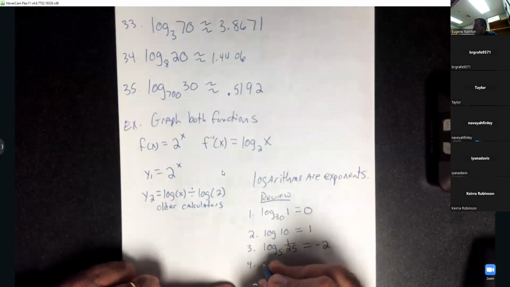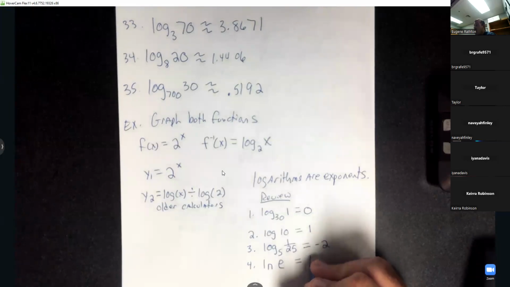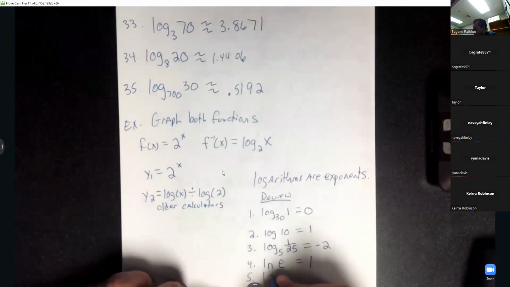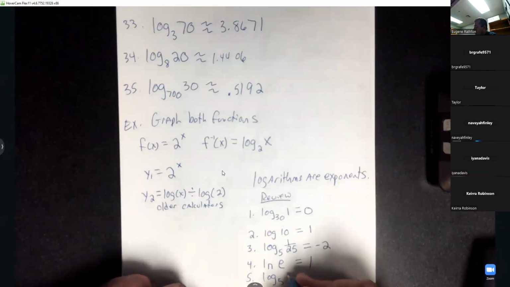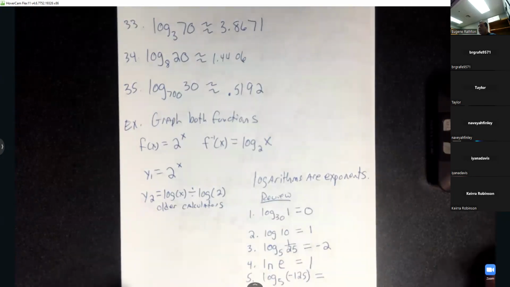Oh, let me see what I want here. How about the ln of e? That's going to give me a 1. All right, y'all, my last one, log base 5 of negative 125. So it does not exist. Good job.